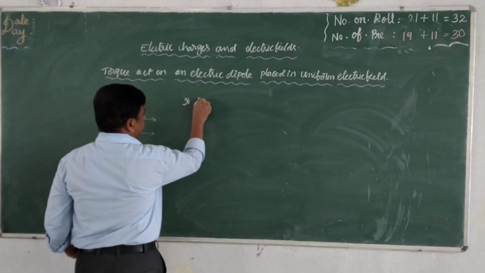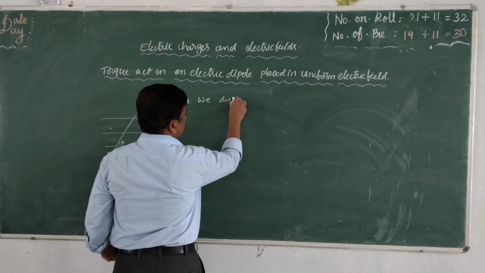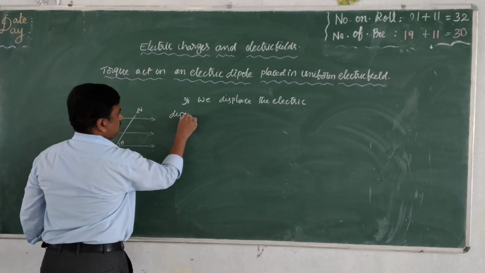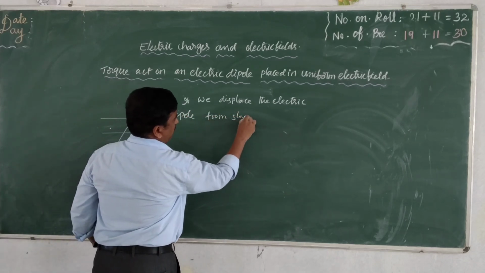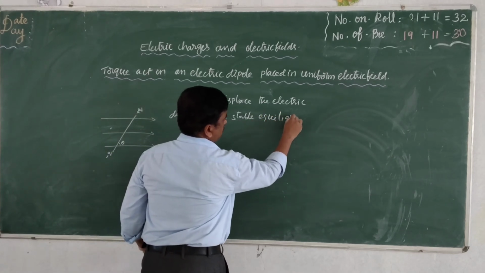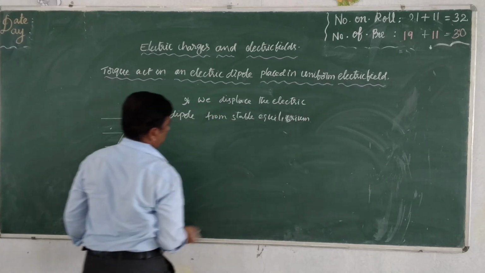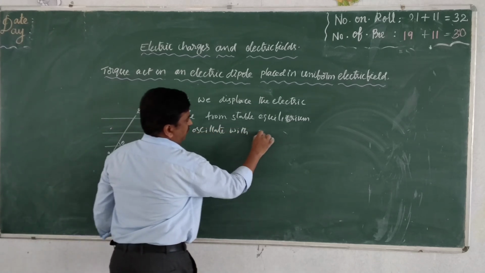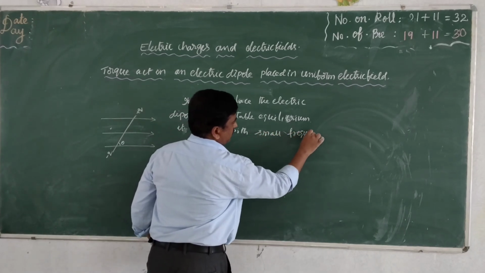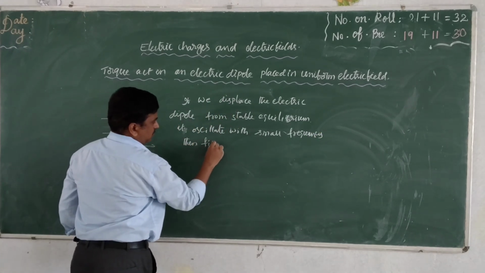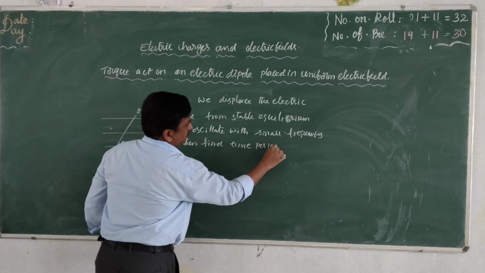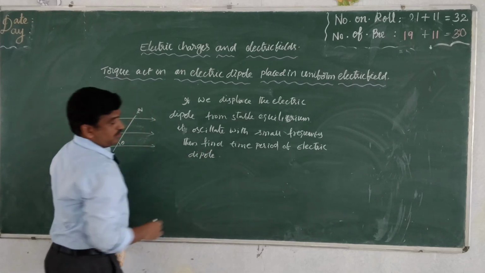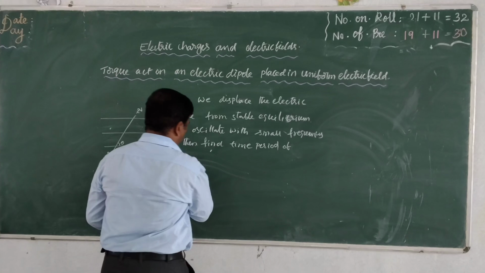I write here: if we displace the electric dipole from stable equilibrium, it oscillates with small frequency, then find the time period of the electric dipole's oscillation, meaning the time period of oscillation.